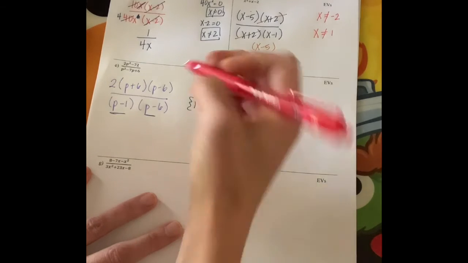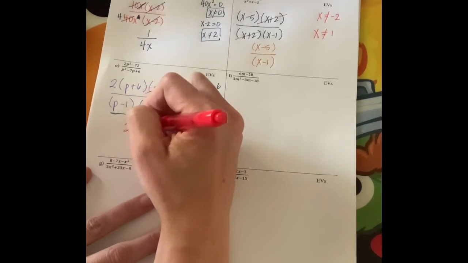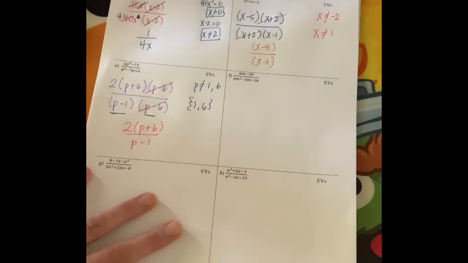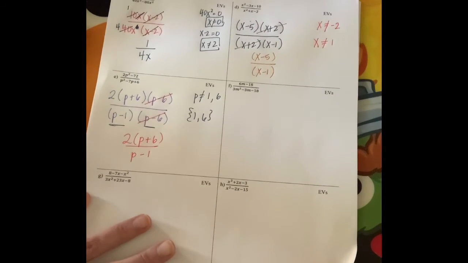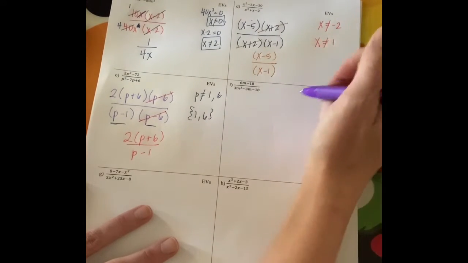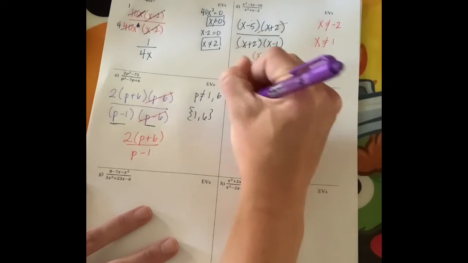Once you have excluded values, you start crossing out common factors. So you're left with 2 times p plus 6 over p minus 1. You can pause this and try the next one and then start the video again and see if you got it right without me. If you factor on top, you get 6m minus 3.